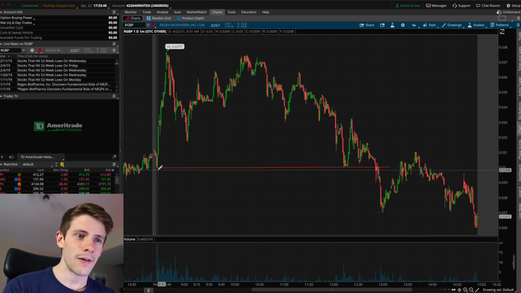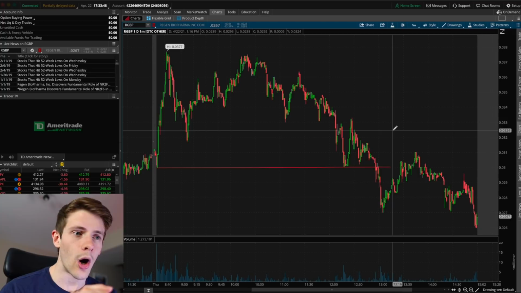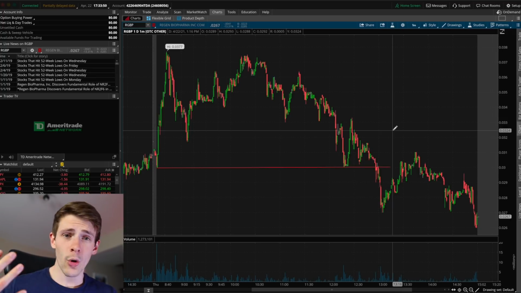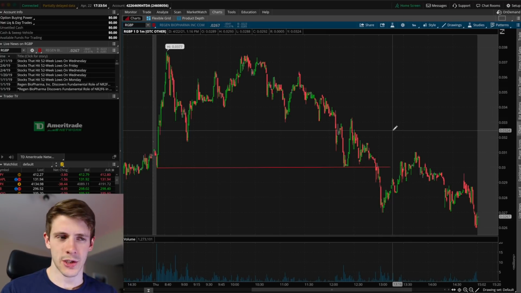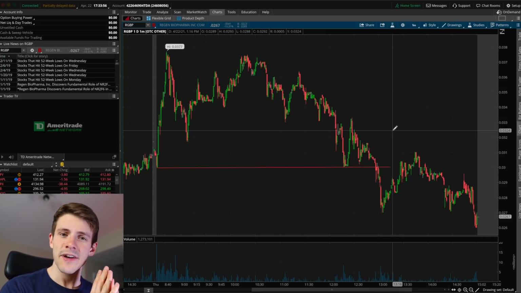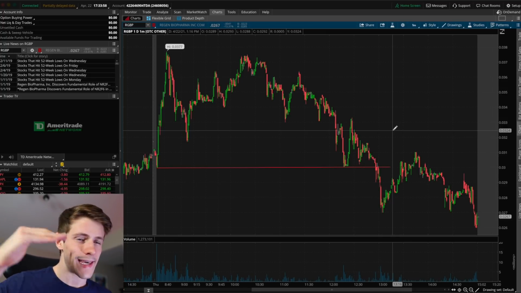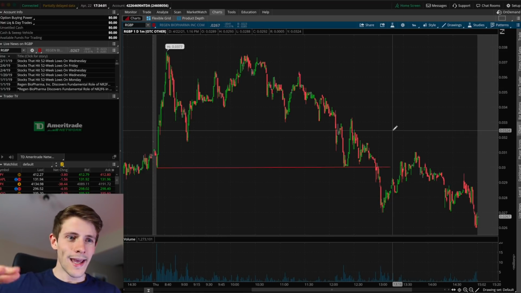When I see a breakdown of a key support area that's been holding all day long, or a break past low of day, this is typically a pretty good sign that I want to be shorting the stock. So again, this is very similar to buying the breakout of a key resistance level. When a key support level breaks down, you want to be shorting there.